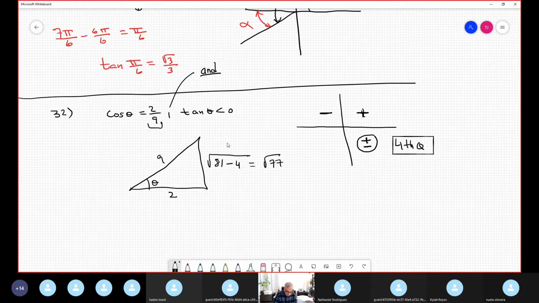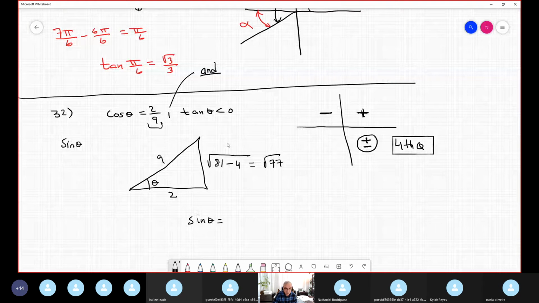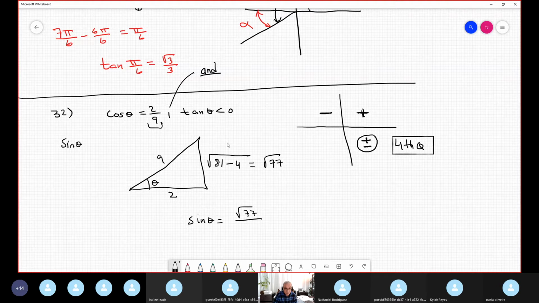And in this example, they want to know sine. The question says, compute sine theta. And sine theta by definition is opposite over hypotenuse. It's radical 77, the opposite, divided by the hypotenuse, which is 9. Okay, but is this negative or positive? This is the challenge. Determine if it's positive or negative.